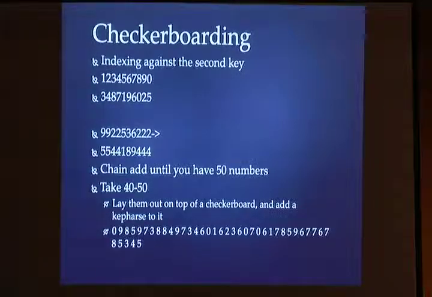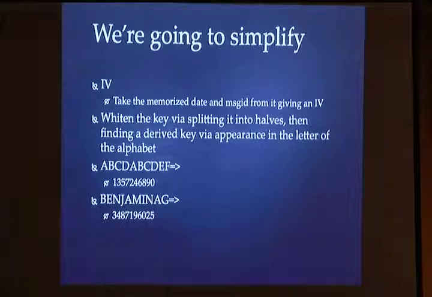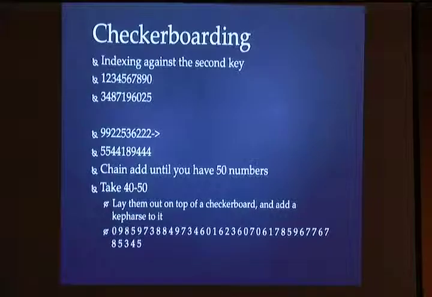Now, you took our second key, which was 34871960025, way back when we did that weird indexing thing for Benjamin AG, and you actually map characters onto it. So 1 now becomes 3. It's essentially just a substitution network. So 1 becomes 3, 2 becomes 4, 3 becomes 8.